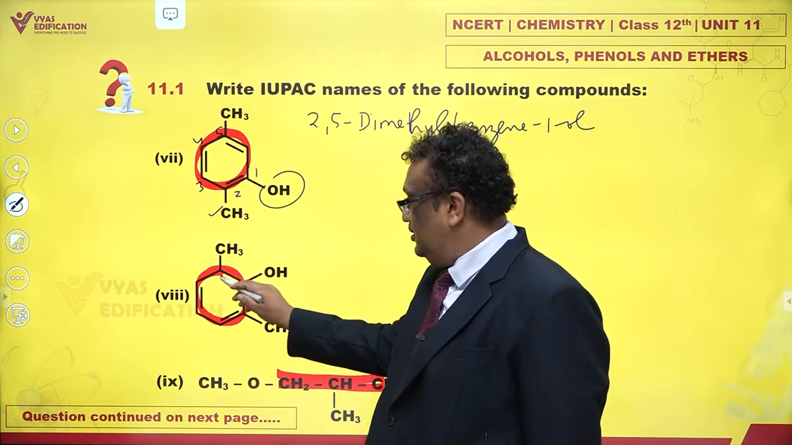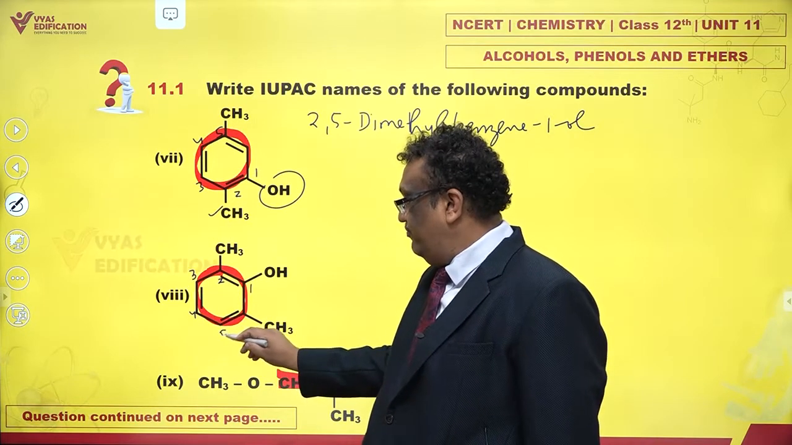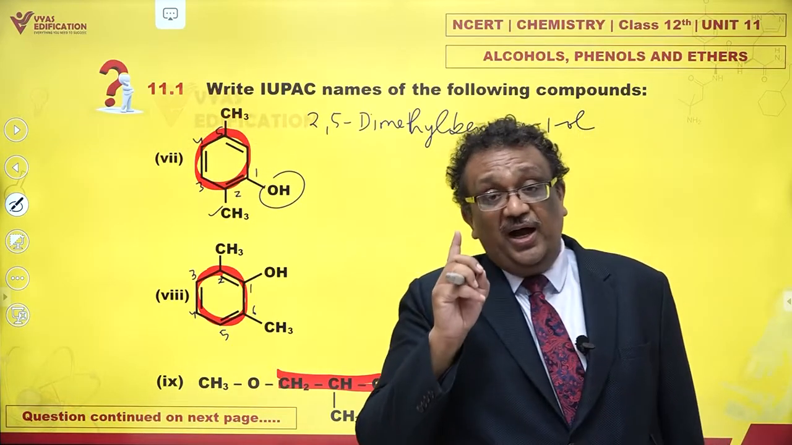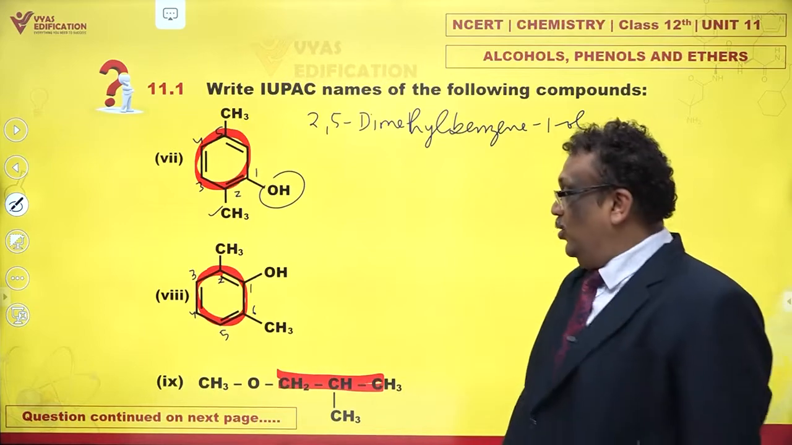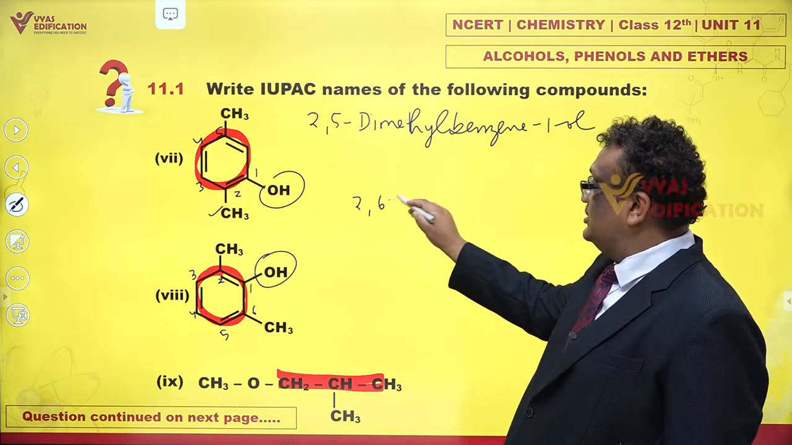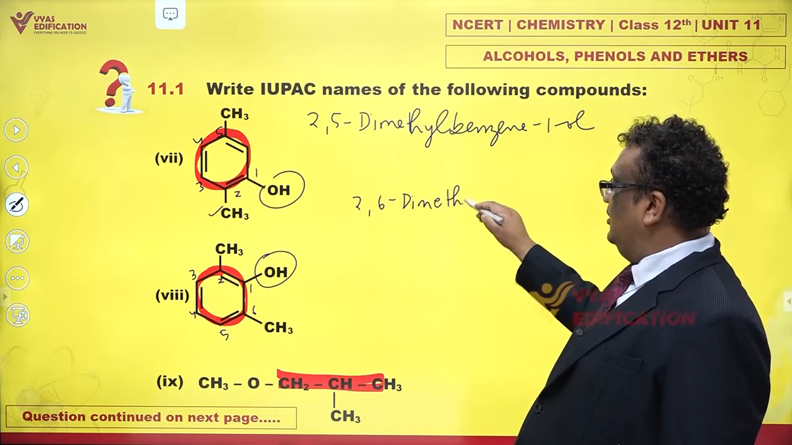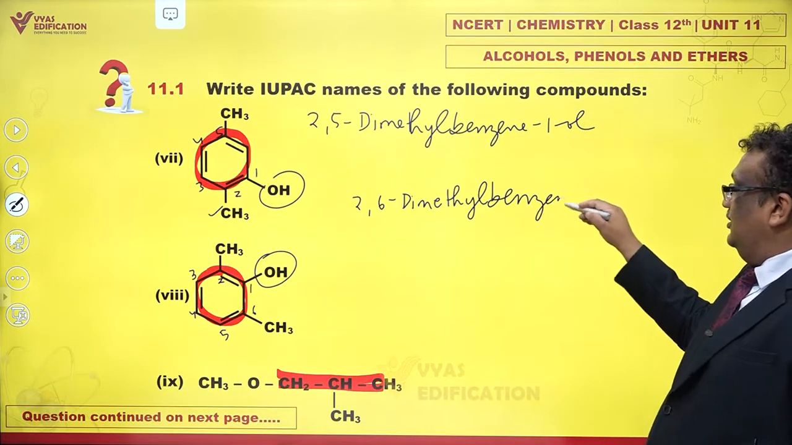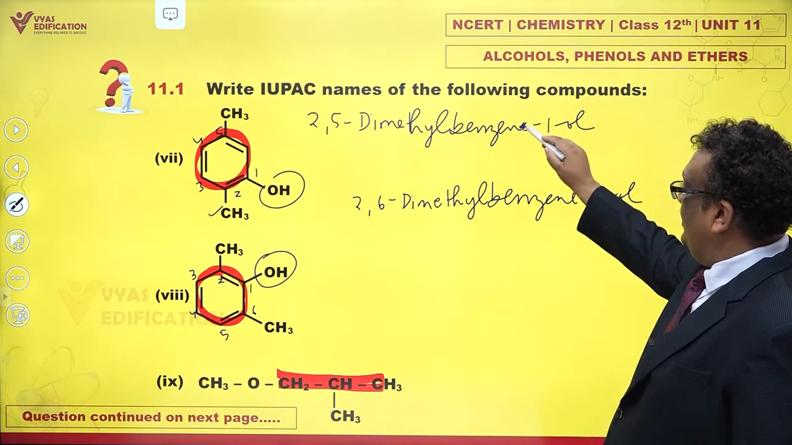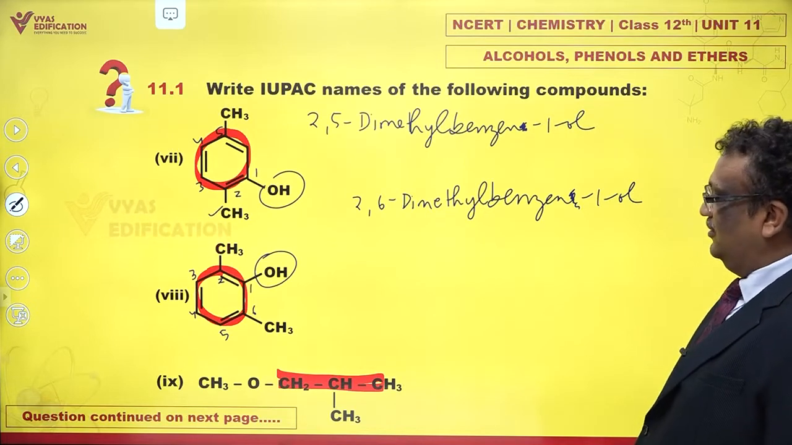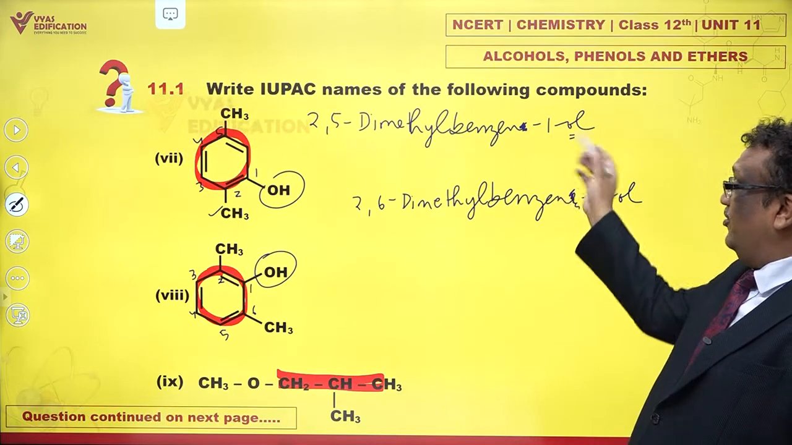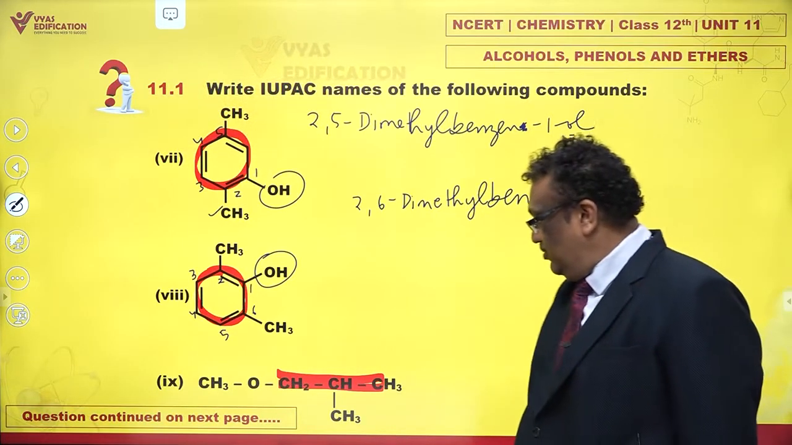And what about this one? This is 1, 2, 3, 4, 5, 6. Why not 1, 2, 3? No. The highest priority functional group gets number 1. OH is a functional group. Methyl is just a substituent. OH gets number 1. So this is 2,6-dimethylbenzen-1-ol. Right? And actually this E also will be eaten away. Benzenol. Why? If there's a vowel here, you drop the previous vowel. That's the stupid rule.